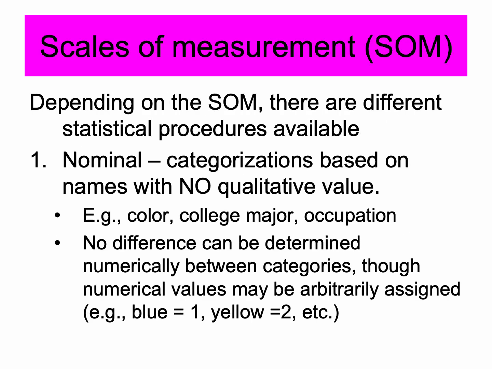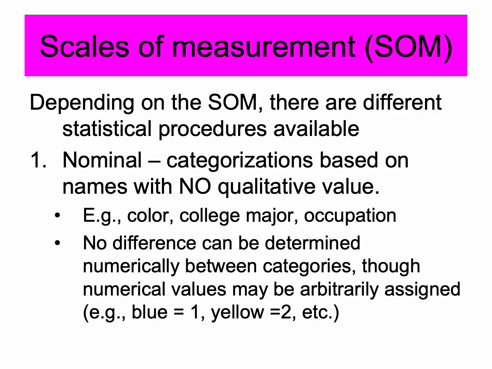So this brings us to our scale of measurement, and depending on our scale of measurement, there are a number of different statistical procedures that are available. There are 4 that we're going to talk about, and the first one is nominal. And this is categorical data. It's based on names. It has no qualitative value. It could be things like color or college major or occupation.